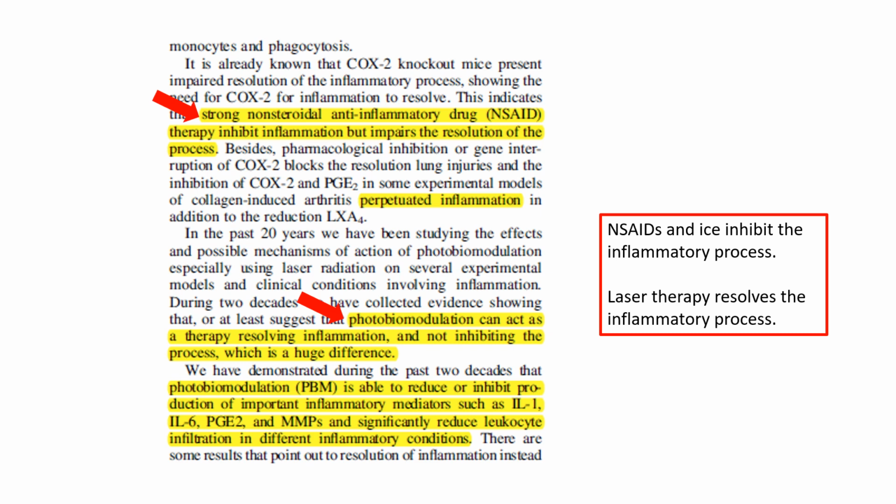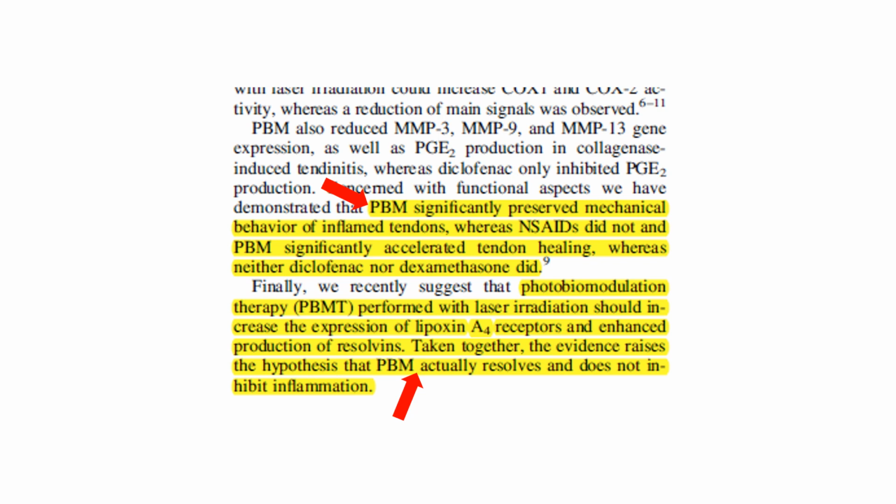Now, here they indicate that both NSAIDs and ice inhibit the inflammatory process, whereas laser therapy or photobiomodulation resolves the inflammatory process. Photobiomodulation can act as a therapy resolving inflammation and is not inhibiting the process, which is a huge difference. Photobiomodulation significantly preserved mechanical behavior of inflamed tendons, whereas NSAIDs did not, and photobiomodulation significantly accelerated tendon healing, whereas various steroids did not.